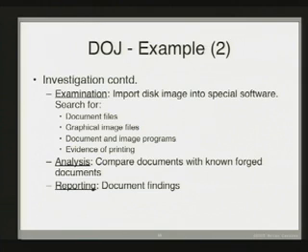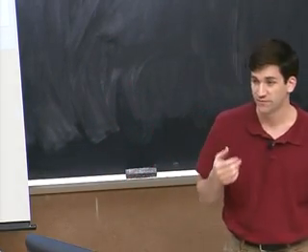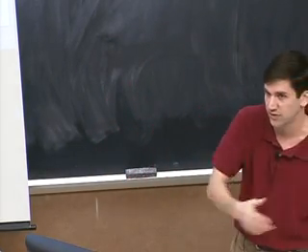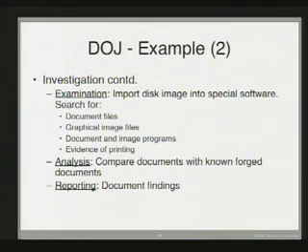One example could be to compare the documents with what we found. We have some we know they were forged with. Are these the same documents that we have evidence that they existed? And then the reporting, which is the documentation, the usual reporting of what we found in the case.